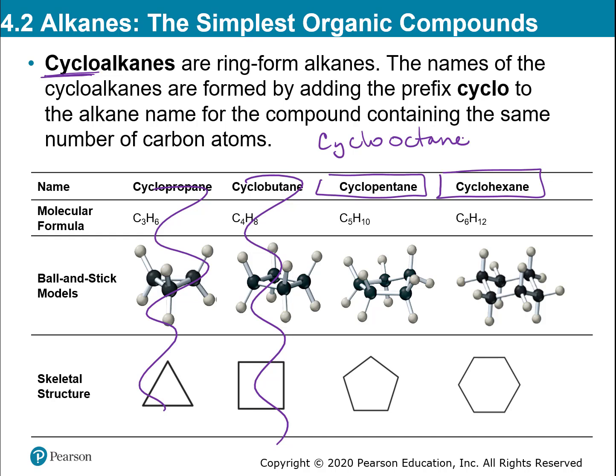Okay, so cyclooctane, those would be the only ones. You name those by the number of carbons in the ring. So see the one that looks like a little house? That one is cyclopentane, a 5-membered ring. Notice then the one that's 6, that is cyclohexane.